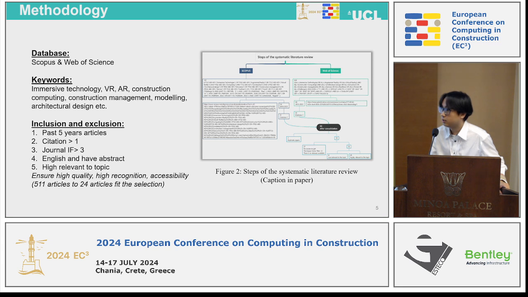when the impact factor in the construction field is more than three, this means that the journal is in the top 50%. And the fourth is English language and having an abstract. This will contribute to the last step. When we read all of the articles' abstracts, we make sure that the articles we select are highly relevant to the topic.